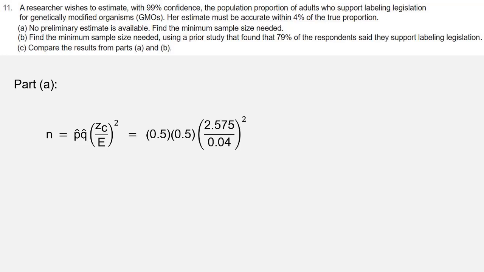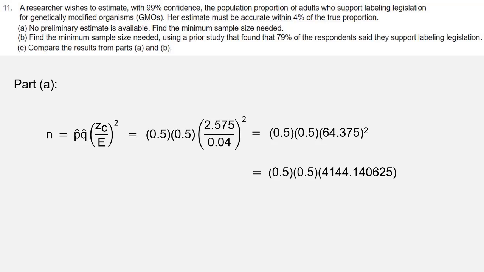When we simplify the fraction, we get 0.5 times 0.5 times 64.375 squared. Squaring, we end up with 0.5 times 0.5 times 4144.140625. Multiplying all these numbers together, we get 1036.03515625. And we always round up to the next highest whole number when we're finding minimum sample size, so this would be 1037. That's our minimum sample size for part A.